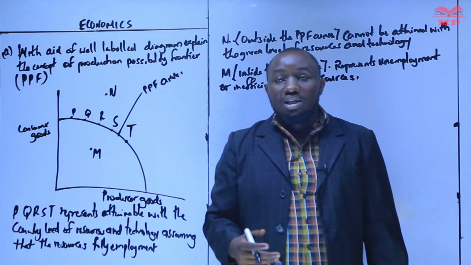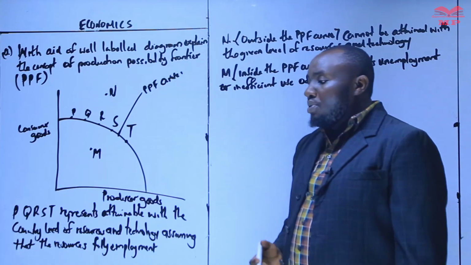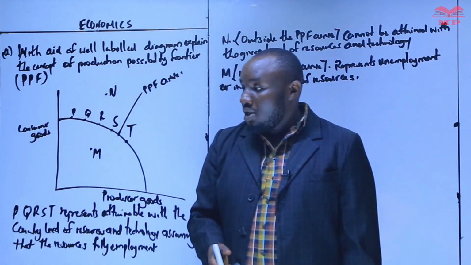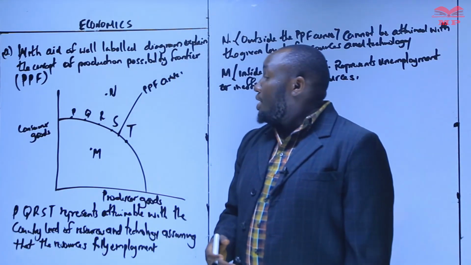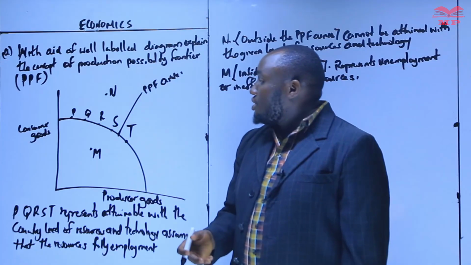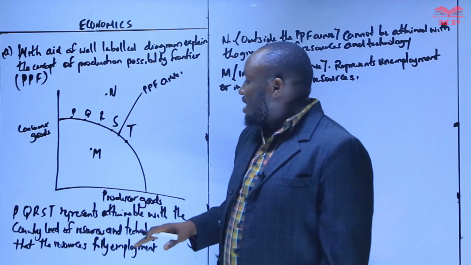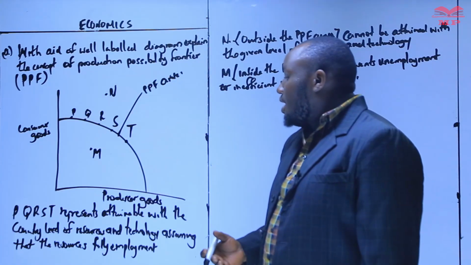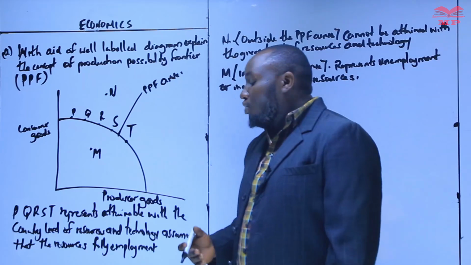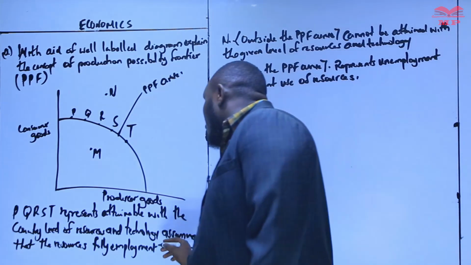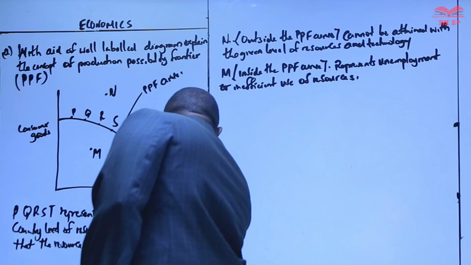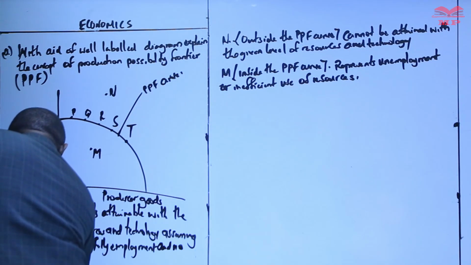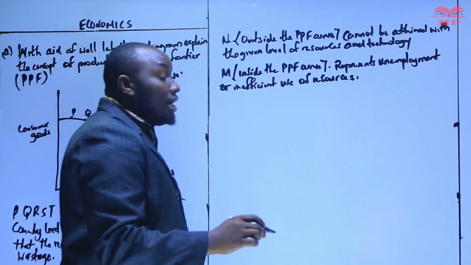Just to emphasize what we have done: number one, the PPF curve is a locus of points joining together two different combinations of goods that can be produced by a firm when resources are fully and efficiently utilized. The points on the PPF curve are attainable with the country's level of resources and technology, assuming that resources have been fully employed and there is no wastage.